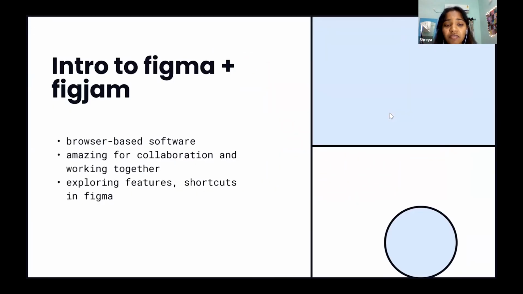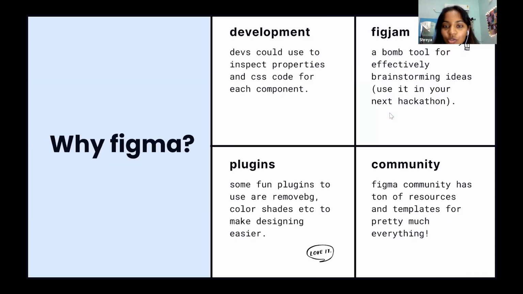So it's amazing for collaboration and working together. As you could see, all of you could collaborate at the same time, 40 people on a single page. Google Docs cannot do that, right? So Figma is a great place to start, and we'll explore features, shortcuts and things you could do with Figma soon.